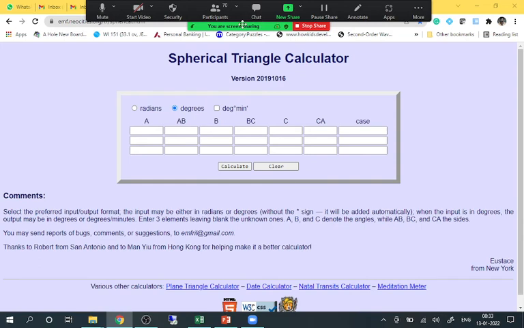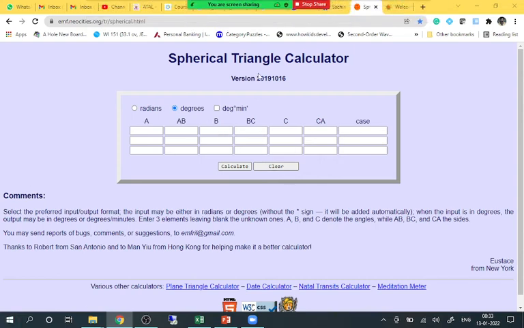All three angles 90-degree as well as sides 90-degree. Sorry, not sides. Sides equal. Is it possible? Or let me ask that question again. All three angles 90-degree and all three sides 90-degree. Is it possible? A spherical triangle having all six components 90-degree. Yes, sir. Yes is the correct answer.